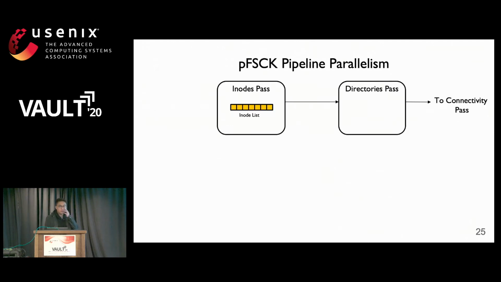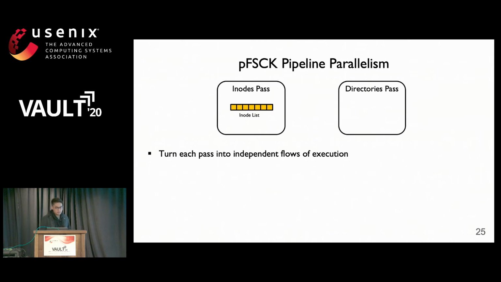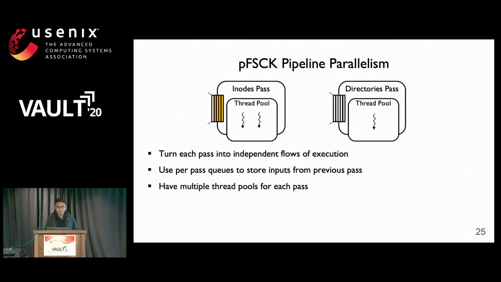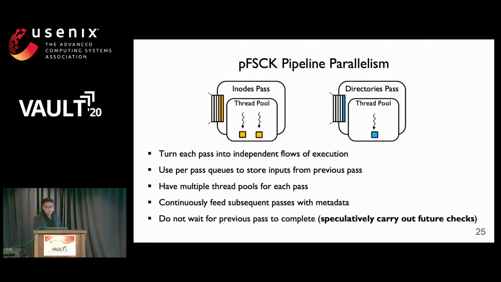So in order to enable pipeline parallelism, we turn each pass into independent flows of execution, use per-pass queues to store inputs from previous passes. First, we have to have multiple thread pools for each pass. And then with this architecture, we can continuously feed subsequent passes with metadata. Finally, pFSCK doesn't wait for previous passes to complete and speculatively carries out future checks.